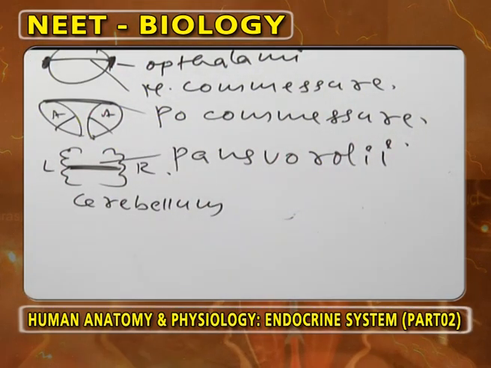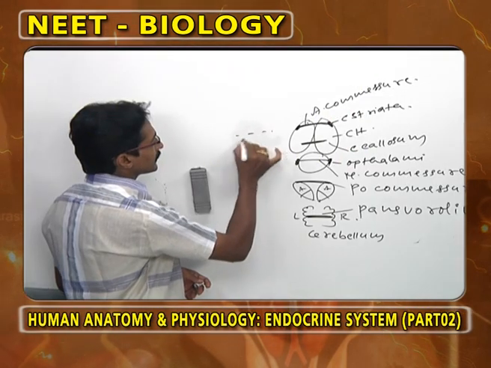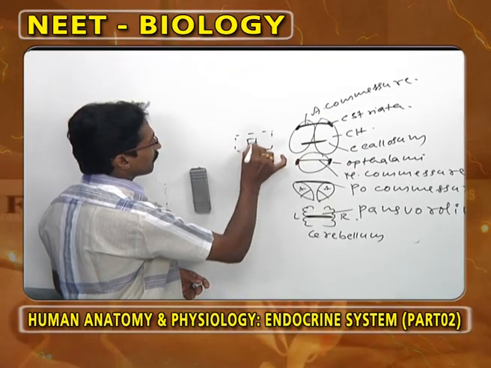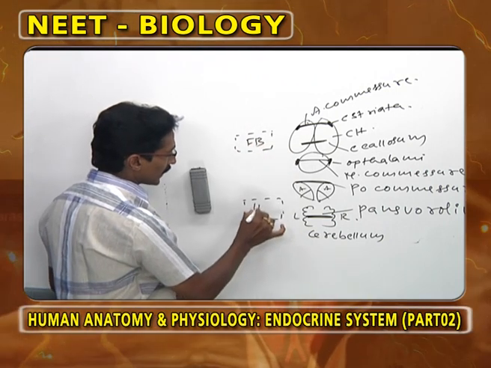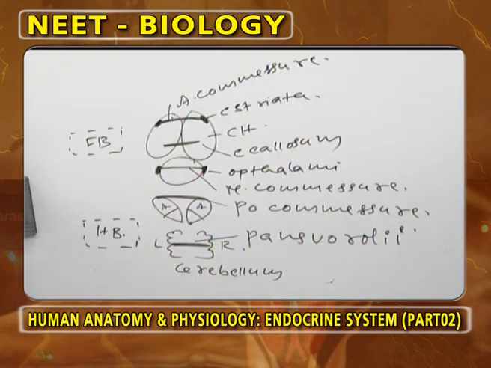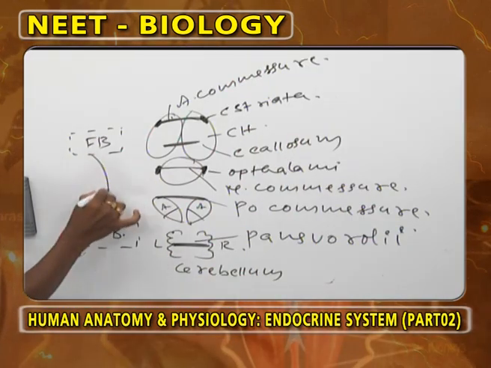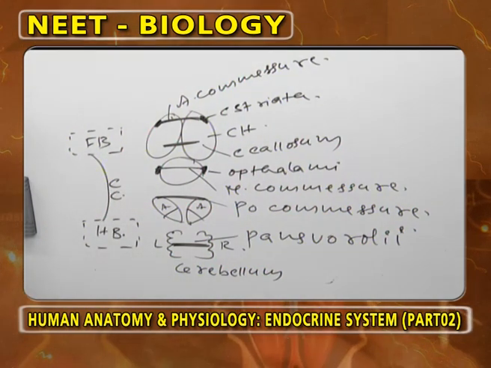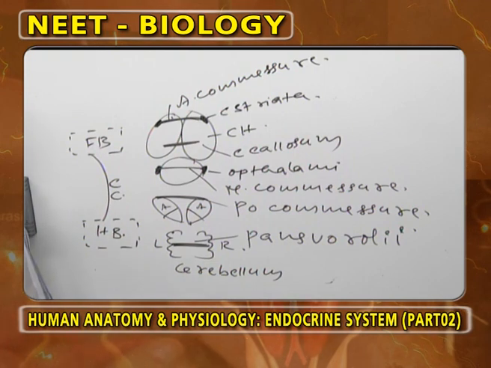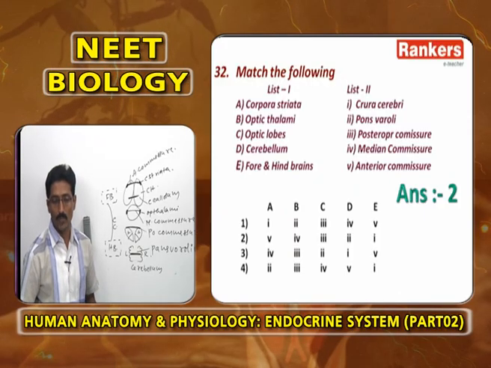Now what about the forebrain and midbrain? On the ventral side, this one we call the forebrain. On the ventral side, this one we call the hindbrain. The forebrain and hindbrain are ventrally connected by crura cerebri. Based on this information, the answer is the second one. Now we go for the next question.